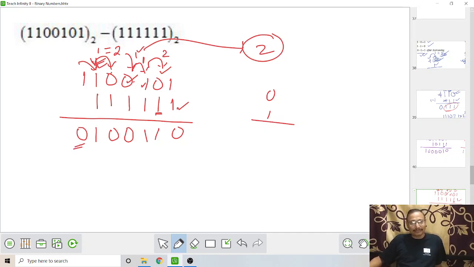Okay, so the answer of this question is this. Hopefully your answer is the same as this one. And in the next session we will have a discussion of multiplication of two binary numbers.